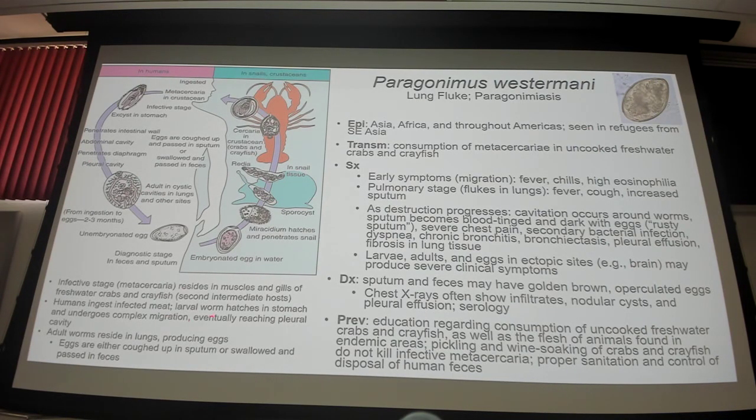I think I have it on here how long their lifespan lasts in the lungs. It's a considerable amount of time. So early on during this migration, fever, chills, high eosinophilia associated with this. Once it gets to your lungs, you'll be coughing. Increased sputum. You may be coughing up these adults, so you can see that in the sputum, so the diagnostic specimen is the sputum itself, or if you swallow that back down, then they're released into the stool. So you can use either sputum or stool to look for this parasite.